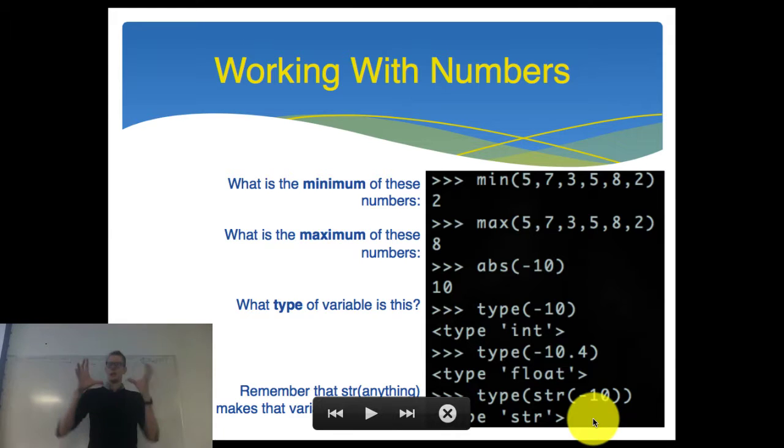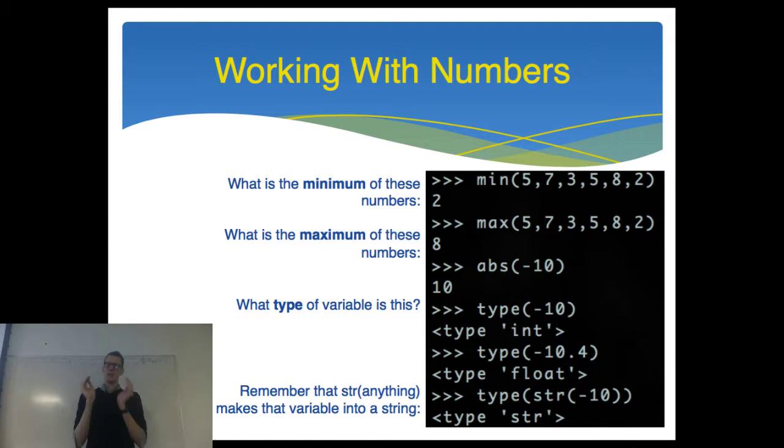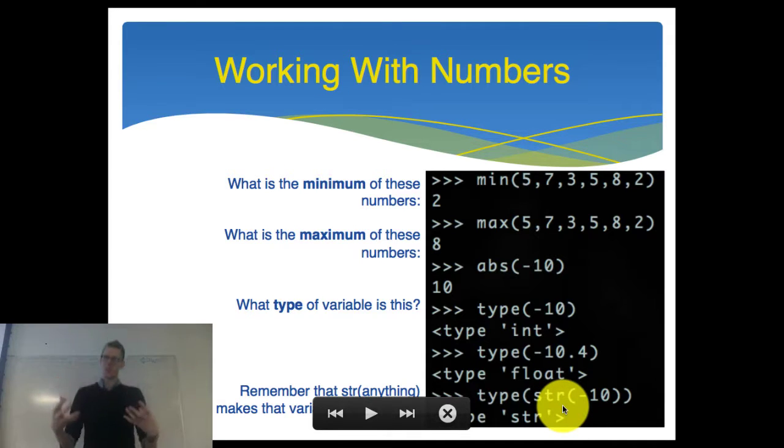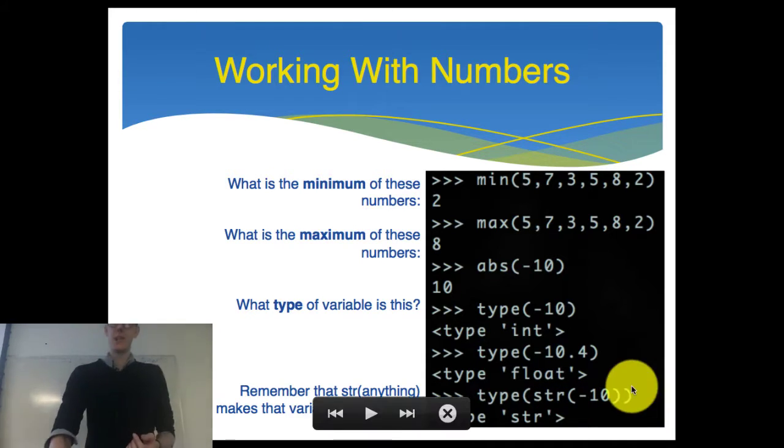So when you see these functions that look a little complicated, work from the innermost brackets outwards. From these inner brackets you can see that we have a -10, that I'm then using str, which is how you convert something into a string, and then as I keep moving outwards, I find that I'm checking the type of that, and now I see that it's a string.